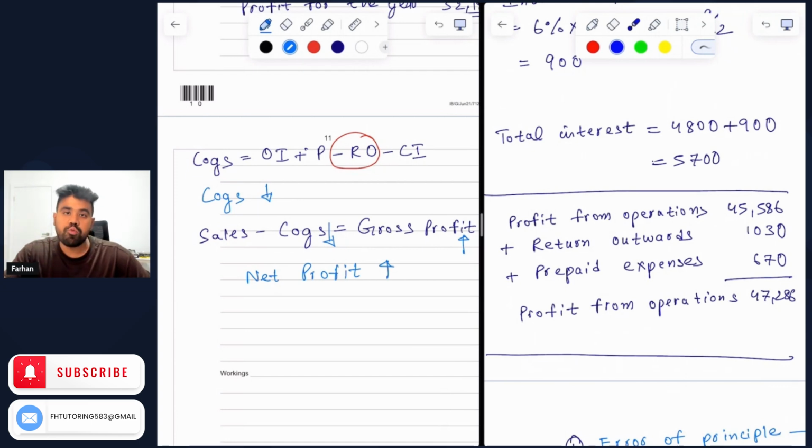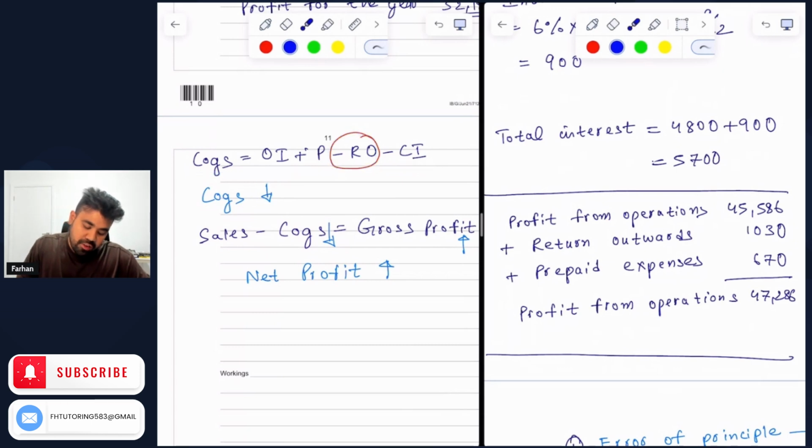All right, so let me go through this quickly again with you. We had return outwards of £1,030 that wasn't included before in the draft profit. If we include this now, return outwards goes into the calculation for cost of goods sold. As you can see with the formula I have written here, cost of goods sold equals opening inventory, add purchases, minus return outwards, and minus closing inventory. So if we include an extra £1,030 for return outwards, we are subtracting more, and that results in a reduction in the value for cost of goods sold.